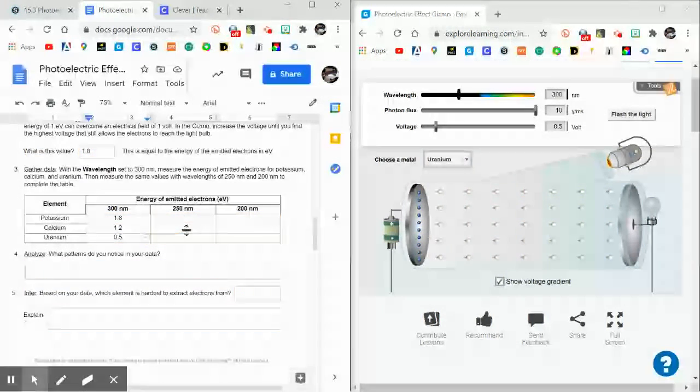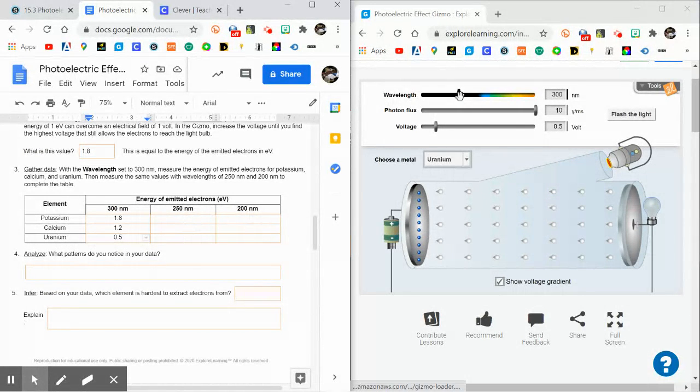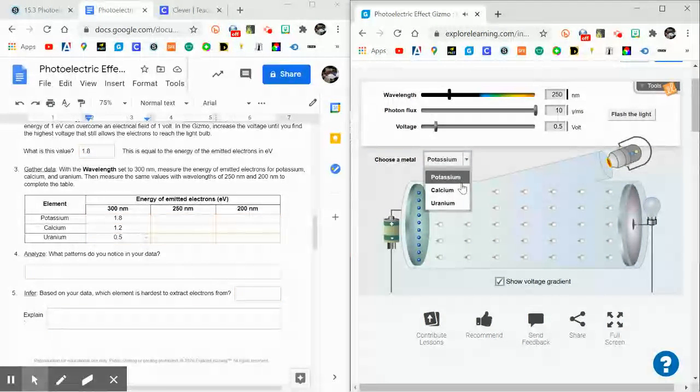You have to do the same idea with 250. So at 250 nanometers, leave it at 10, go back to potassium, go through calcium, and then go to uranium. Then change the wavelength to 200 nanometers, and again go through potassium, calcium, and uranium.